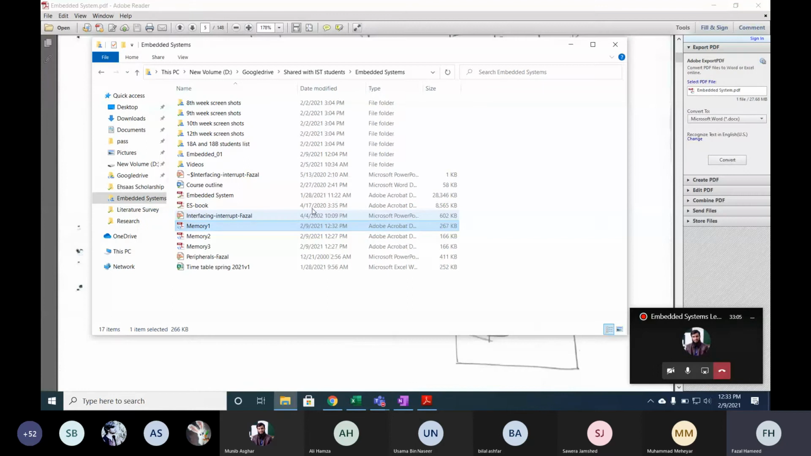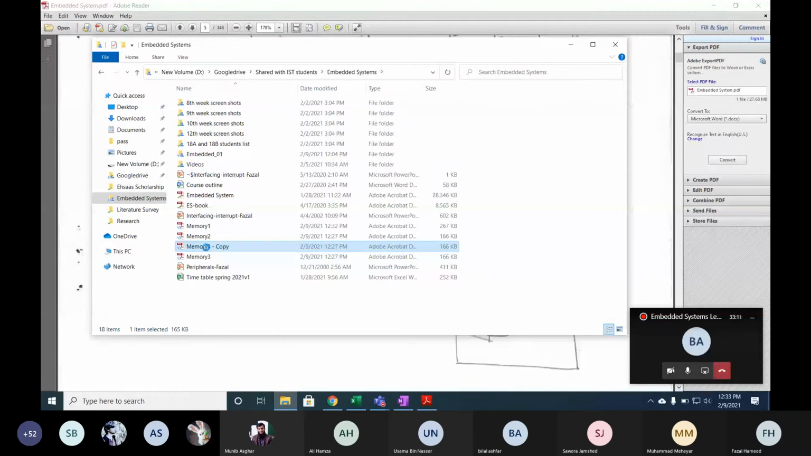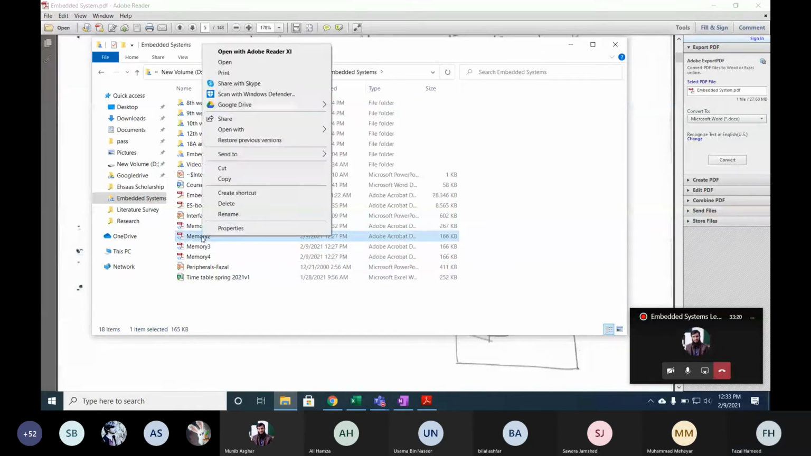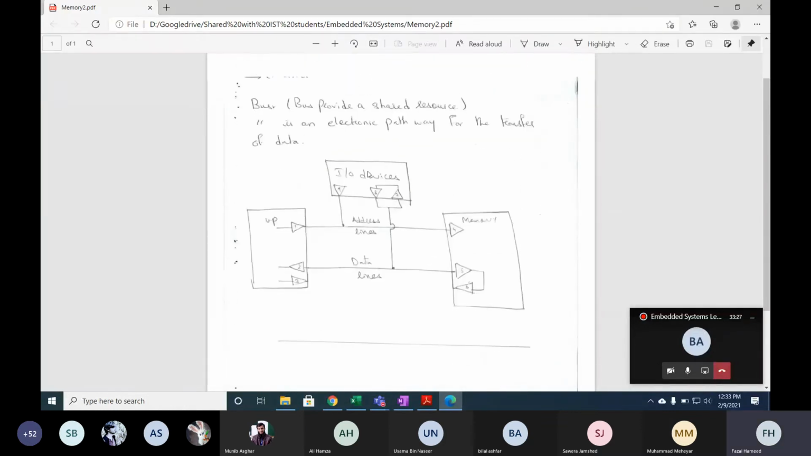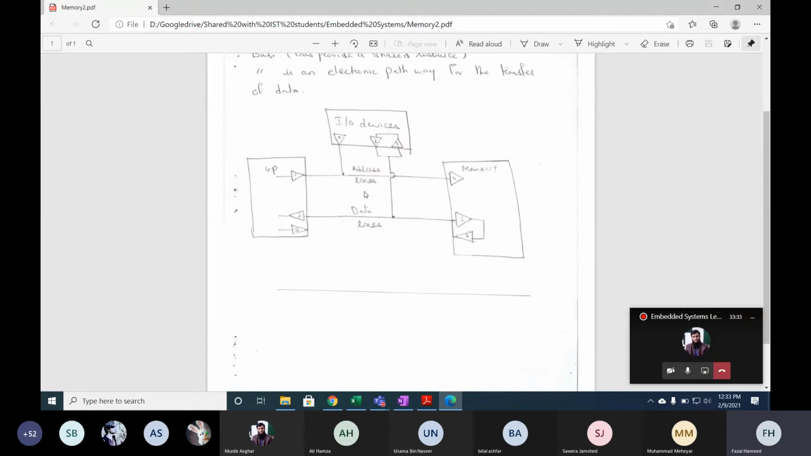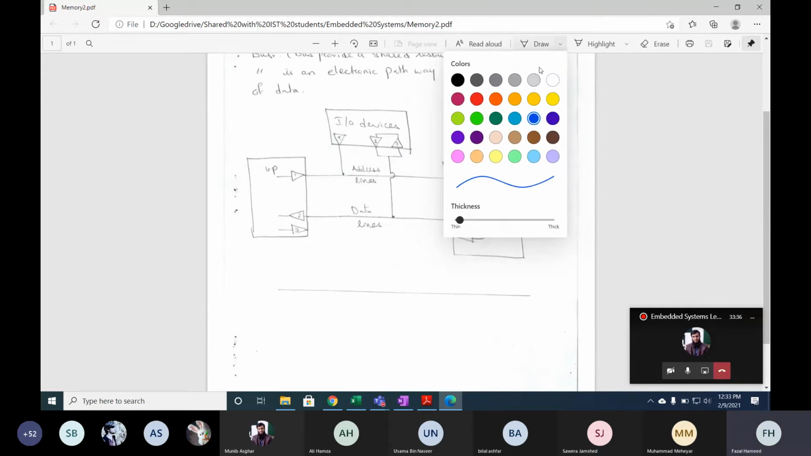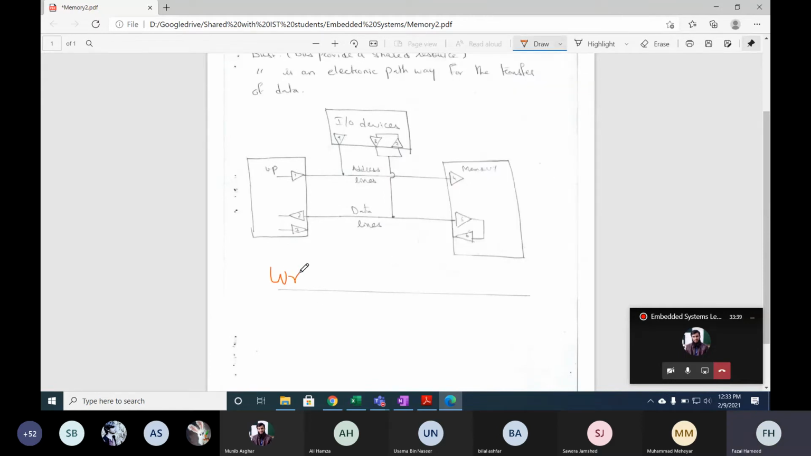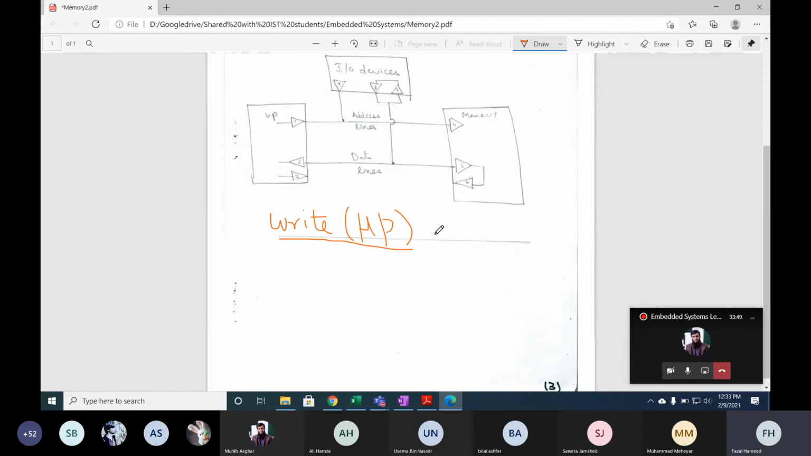Now let's assume another scenario. Now we want to perform a write operation. So the scenario is we want to perform a write operation, and the microprocessor wants to perform a write operation. So which tri-state buffer will be enabled?